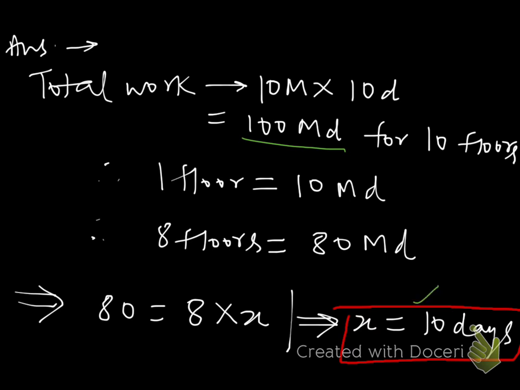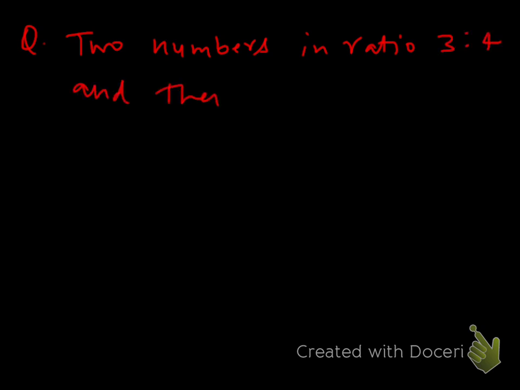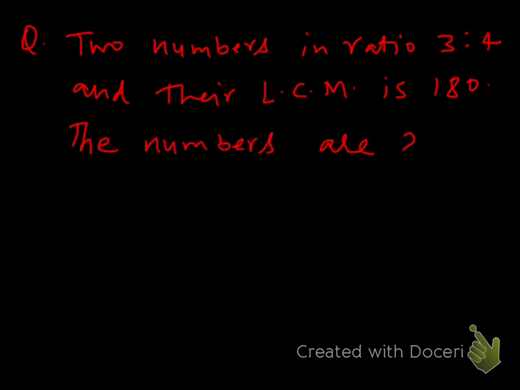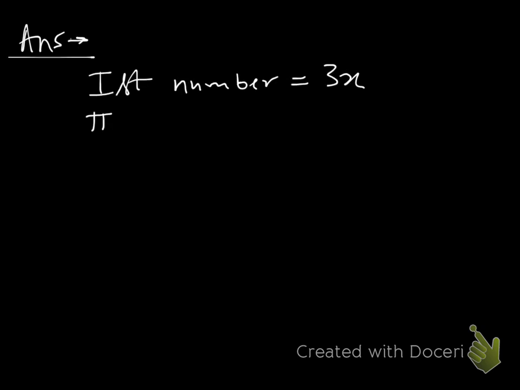Okay, proceeding on to the next question. It's a kind of straightforward one, but it is one of the most frequently seen questions on the exam. Let's say there are two numbers in ratio 3:4, and you're given the LCM as well. The LCM is 180. You have to find the numbers. What are these numbers? Okay, moving on to the answer. Let's assume the first number to be 3x, and the next number will then become 4x.